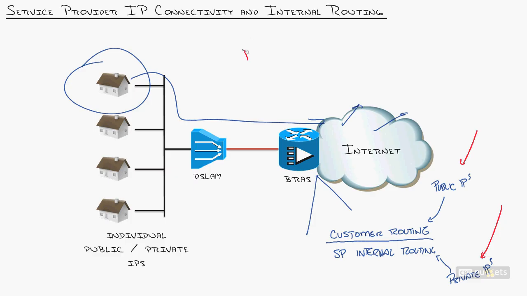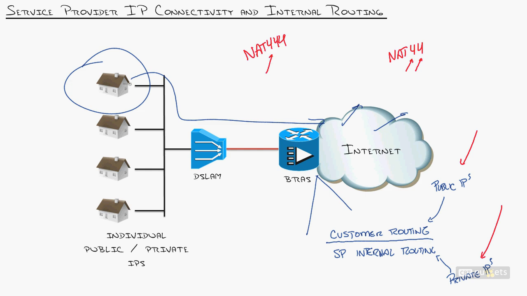I'll give you one example, NAT 444. Right? Normal NAT is actually technically called NAT 44 because you're translating from one private IPv4 address to one public IPv4 address. Well, NAT 444 is where the service provider actually does NAT as well.